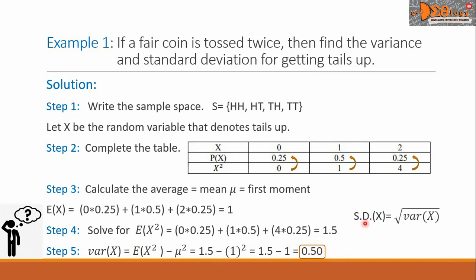Then we solve for the standard deviation, which is the square root of the variance. So we substitute this value here. We have the square root of 0.50, and the answer is 0.7. This is the standard deviation. These are the final answers.